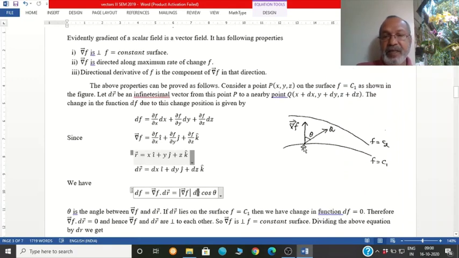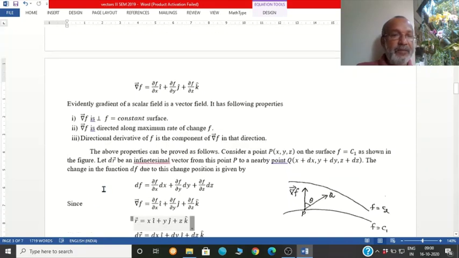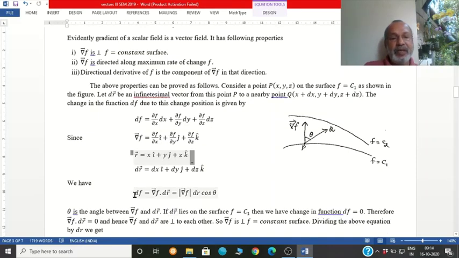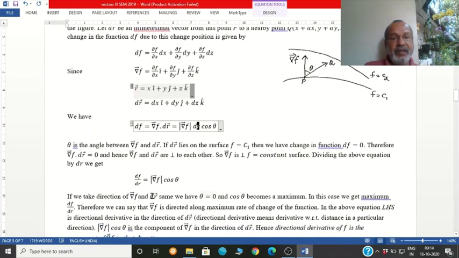So dr is along the surface, so del f is normal to the surface. That is the first statement: del f is perpendicular to the f = constant surface. The second statement is that del f is directed along the maximum rate of change of f. Now let us divide this equation by dr. Then dr on the RHS will cancel, and we will get df/dr, which is the derivative of f with respect to r, and it is equal to the magnitude of del f into cos theta.